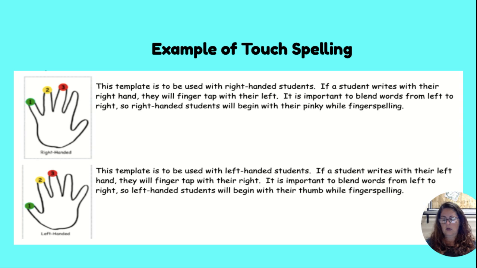Okay, now we're going to go on to touch spelling as you have done before. If you're right-handed, you start with your pinky and tap the table. If you're left-handed, you start with your thumb and tap the table, following the left to right sequence of how we read words in our language.